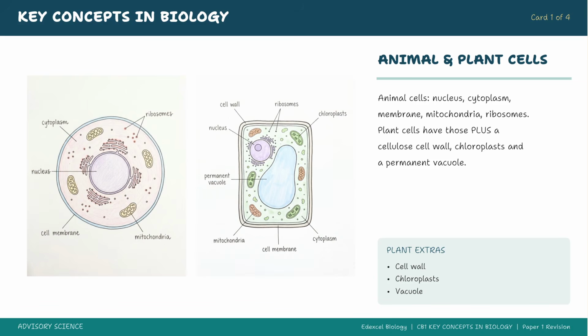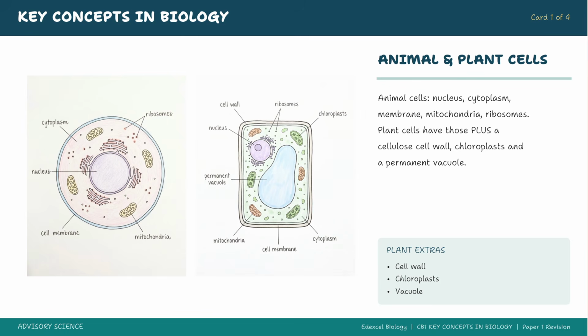Animal cells. There are 5 parts to know in an animal cell. We call these organelles. The nucleus controls the cell and contains your DNA, genes, and chromosomes. The cytoplasm is the jelly-like substance where chemical reactions happen. The cell membrane controls what goes in and out of the cell, a bit like a bouncer on a door.